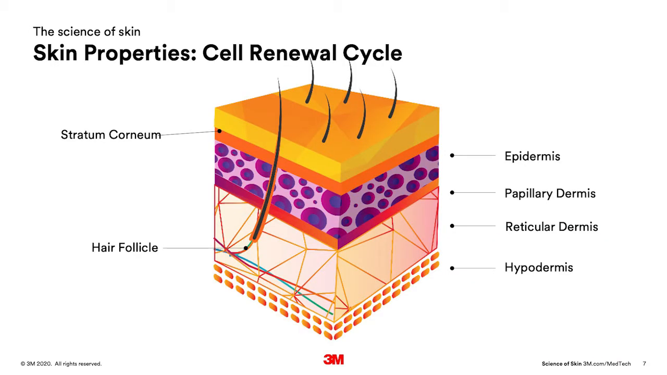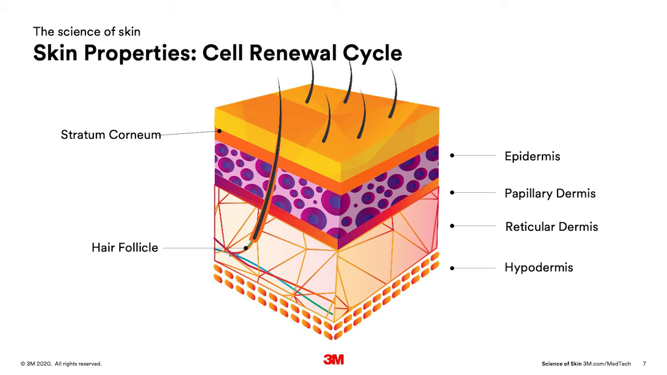Another factor to consider is the cell renewal cycle. The stratum corneum is a layer of dead skin cells at the outermost surface of your skin. Our skin is continually shedding this layer and replacing it with new cells. On average, the skin is shed and replaced every 14 days. This amounts to approximately 9 pounds of skin cells per year.